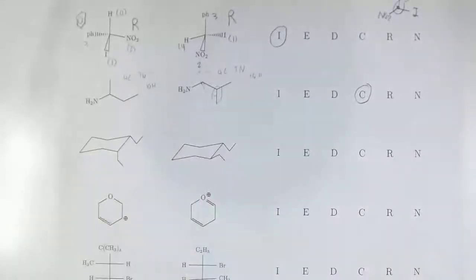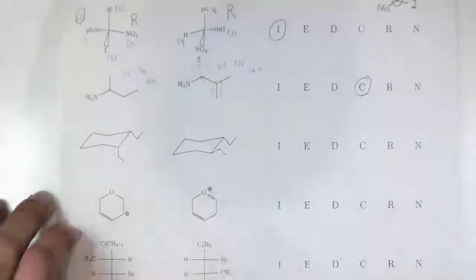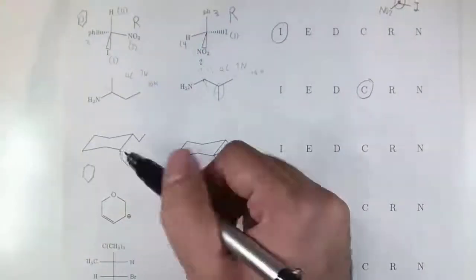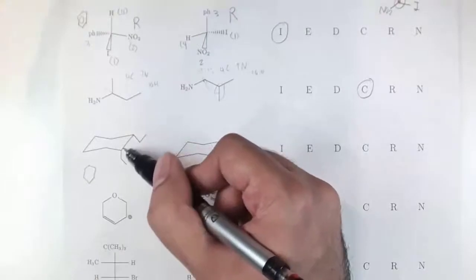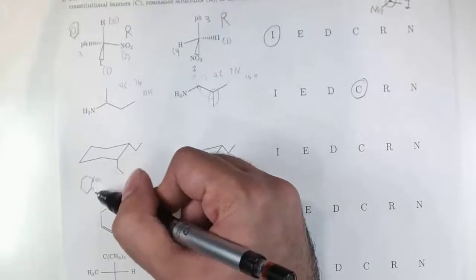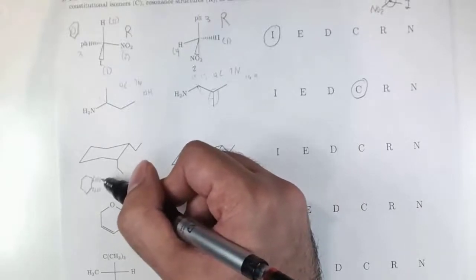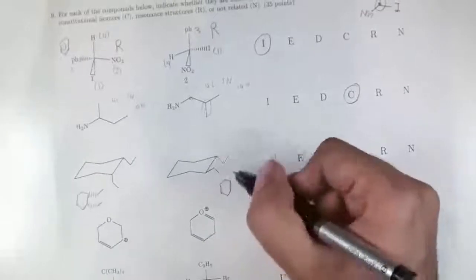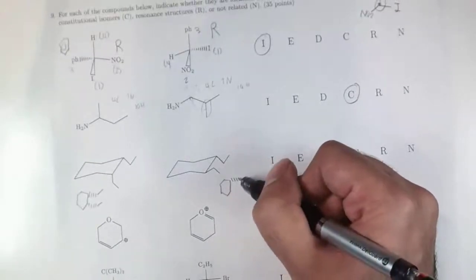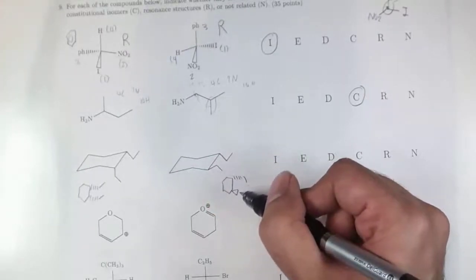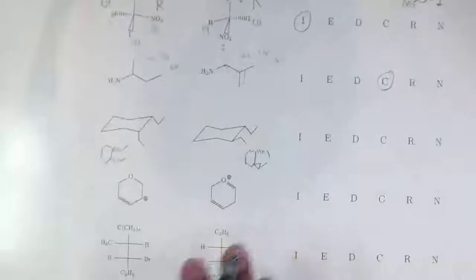So what about these guys? Now, if I were to take these two and make it 2D, what would they look like? So here, this is equatorial going down, this is axial going down. Both of them are facing away from me. So I have two ethyl groups, both facing away from me. Now what about this guy? Here I have this one equatorial down. Here I have equatorial going up.